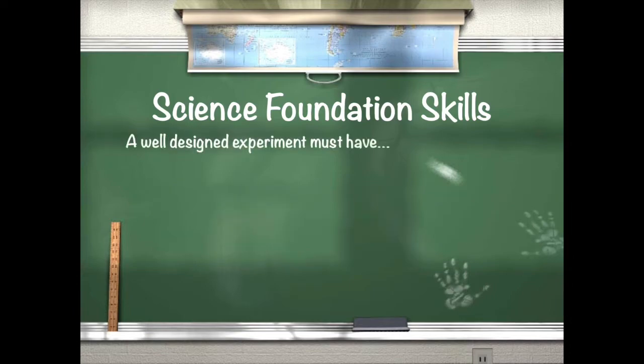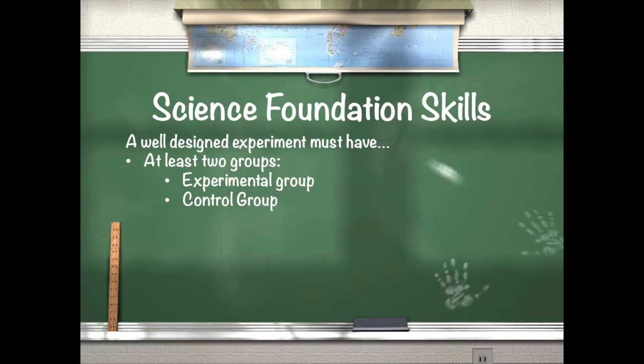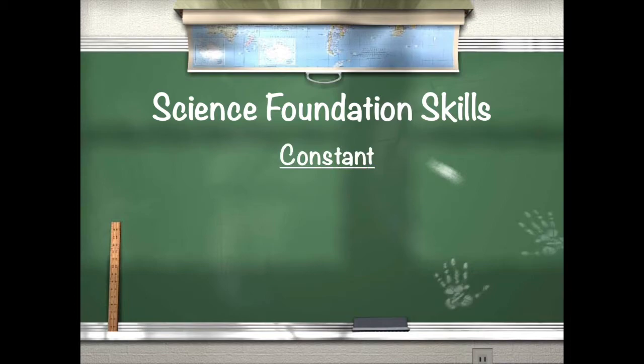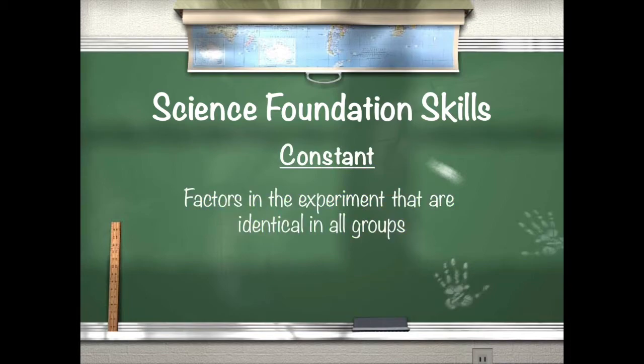So in any experiment, for instance, just like this one, there must be at least two groups. All right, we'll look at that. One of which being a control group, or experimental group, one of which being the control group. There must be constants that we'll be talking about, and there must be an independent variable, and there must be a dependent variable. So to define them, a constant is anything or any factor in an experiment that is identical in all the groups. Whether there's 2 groups, 3 groups, or more, they are factors that are completely identical in every single group.